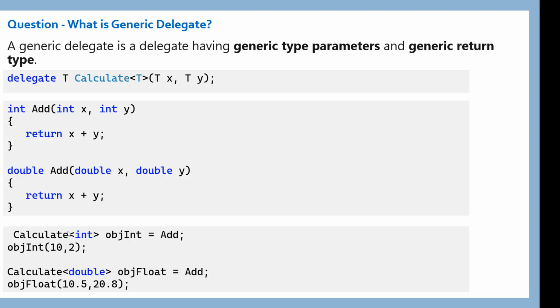Similarly, in case of double, we need to define the type as double, and we need to refer to the Add method which is taking double as parameter and returning double. And also we can pass the values in double as 10.5 and 20.8. So we will write this program and see the output.